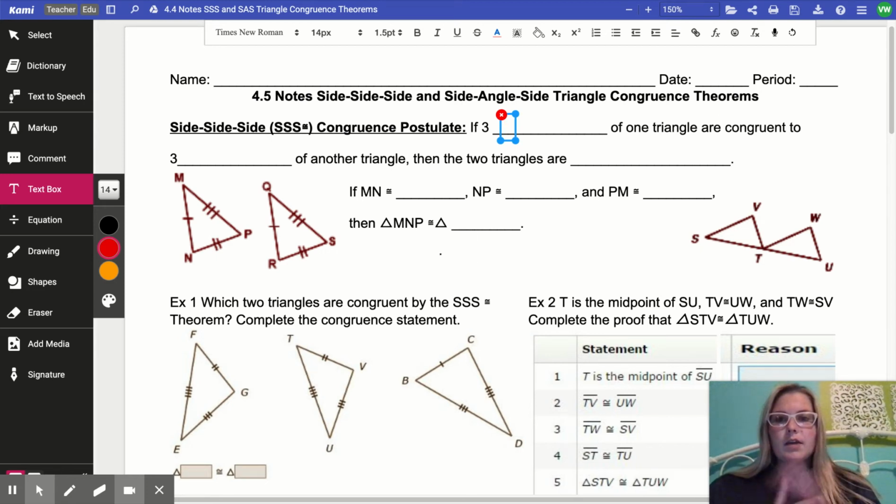Okay, so today we're going to talk about the side-side-side and side-angle-side triangle congruence theorems. They're two different theorems that we're able to use to prove two triangles congruent. So now would be a great time to get out your note packet for this week and flip to the 4.5 notes.